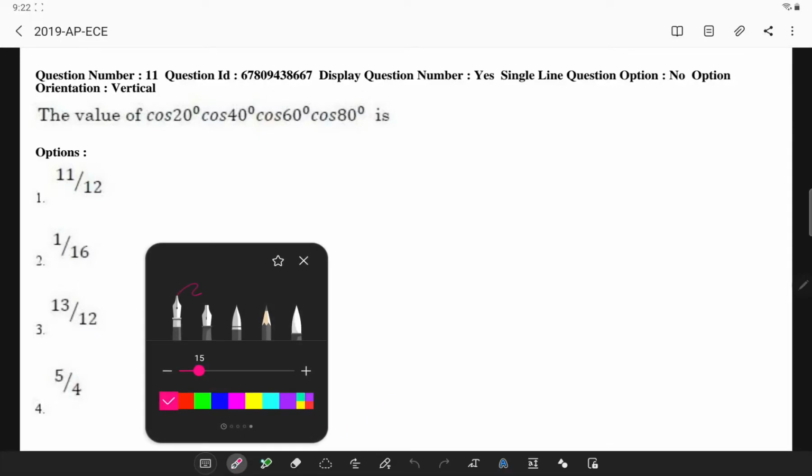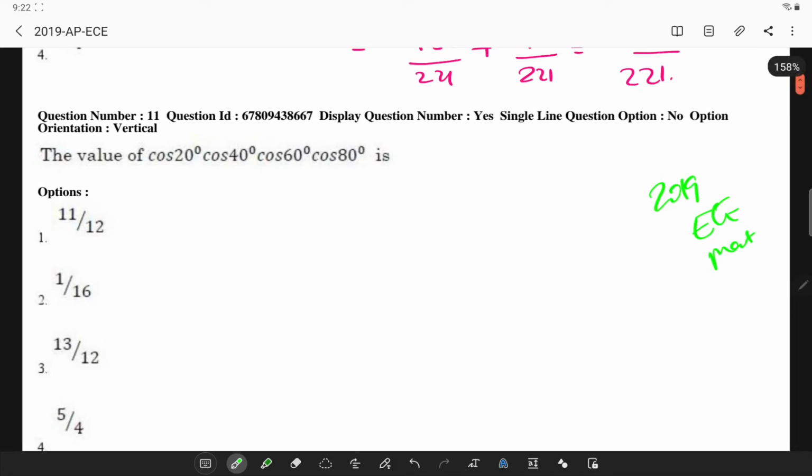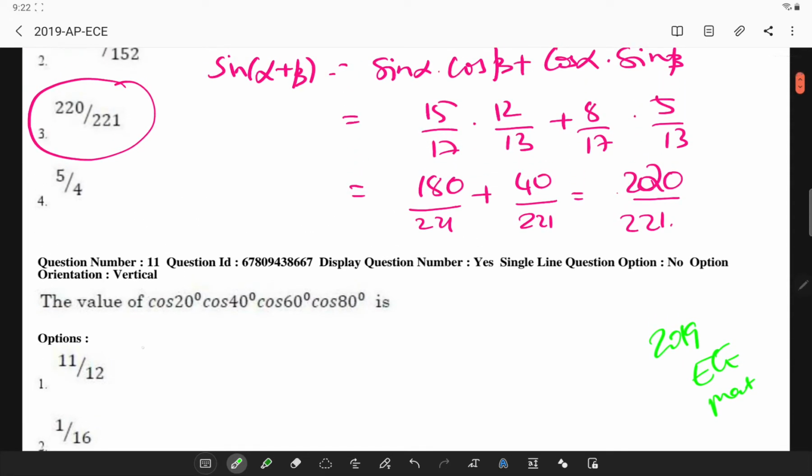So hi friends, let's solve 2019 ESET maths questions. Here this question is related to trigonometry.